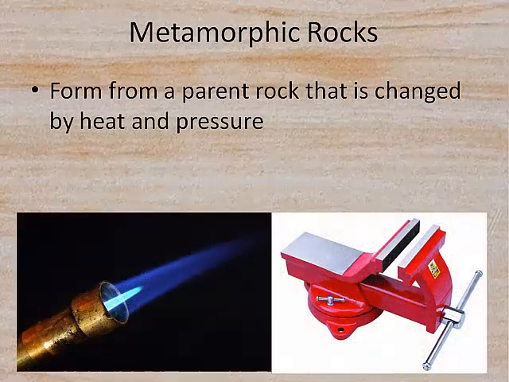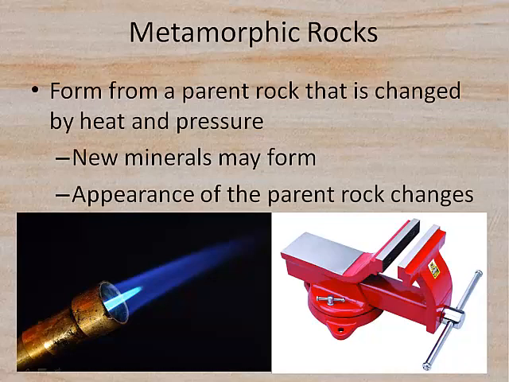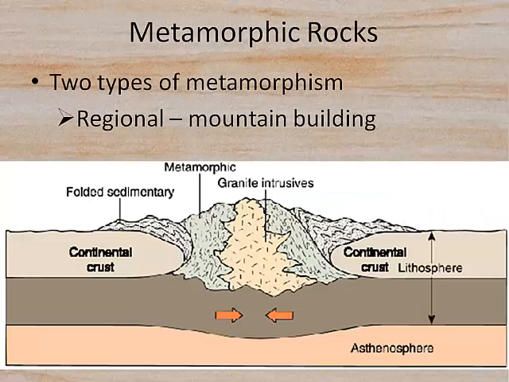Metamorphic rocks form when a parent rock is subjected to heat and pressure. When that happens, new minerals will form, and the parent rock looks different. There's two types of metamorphism. The first one we're going to talk about is regional. That's when mountain building occurs, and of course we get that when we get convergent tectonic plates.